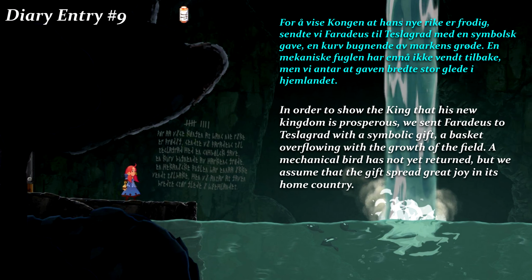Entry 9. In order to show the king that his new kingdom is prosperous, we sent Faradeus to Teslagrad with a symbolic gift, a basket overflowing with the growth of the field. A mechanical bird has not yet returned, but we assume that the gift spread great joy in its home country.